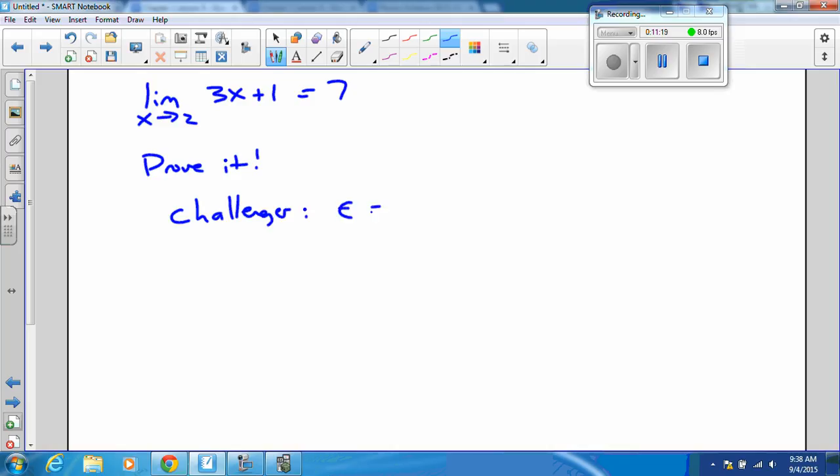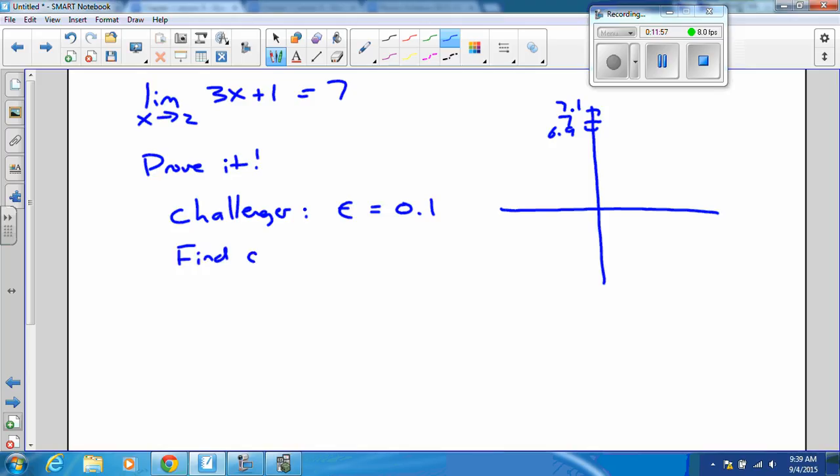And so the challenger makes his first move by letting epsilon be 0.1. And so what we're going to have to do is to find a delta neighborhood, so that the x's in that delta neighborhood are going to force the y's to be within 6.9 and 7.1. At first that might seem like a challenge, but let's actually play around with the algebra and see.